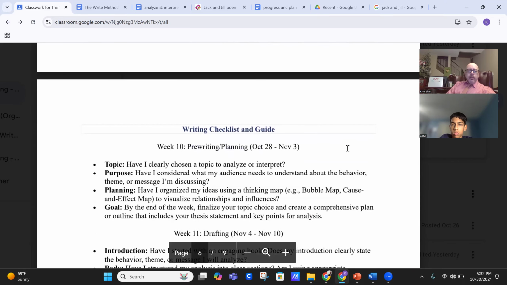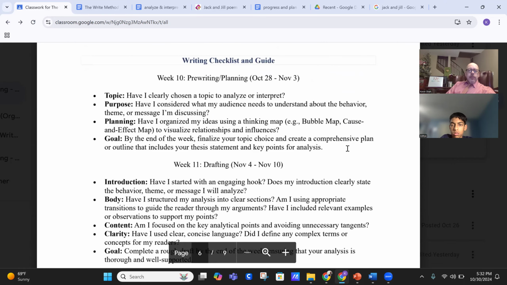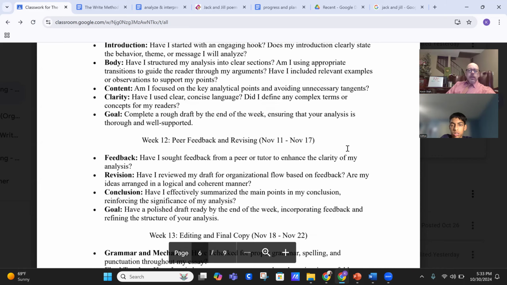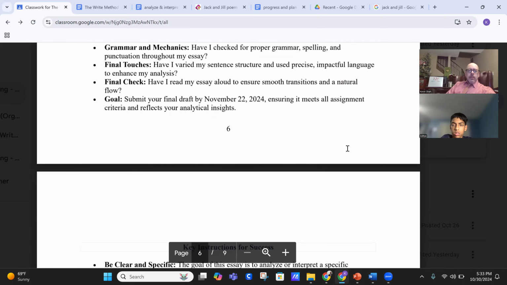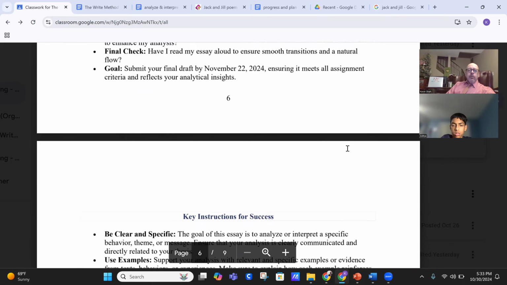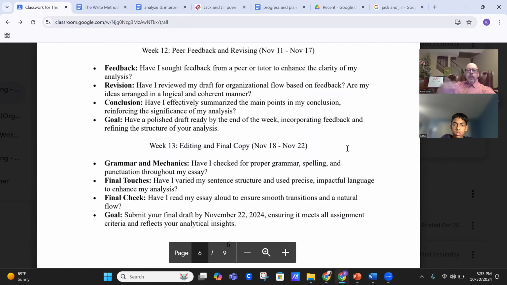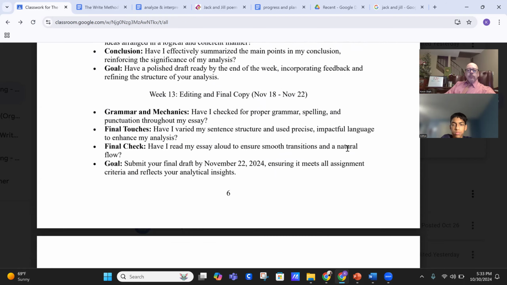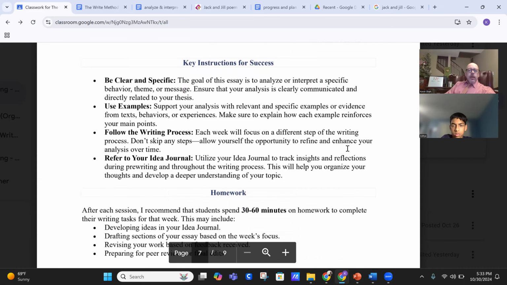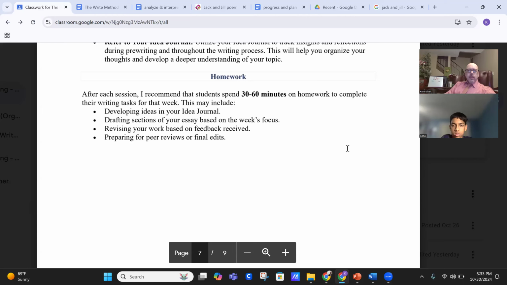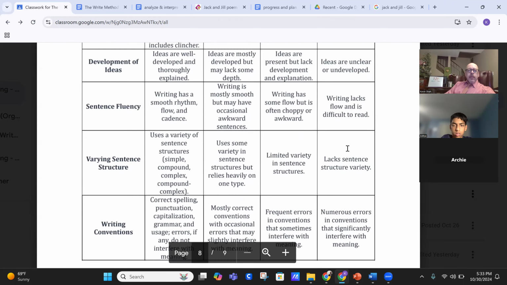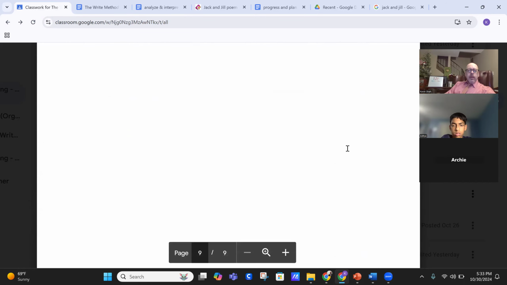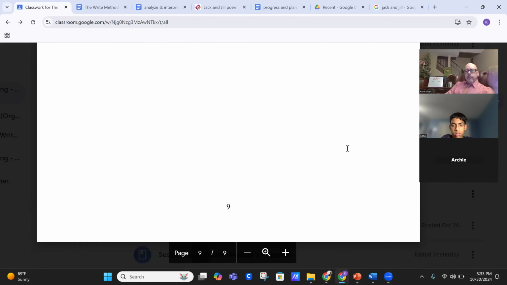You could actually look it up online, and then here's a writing checklist, just week by week, some things that we'll be focusing on. You don't really need to go through this in detail because I'm going to keep you guys on track, so it's almost unnecessary. Just some general tips on homework. There's the rubric, and I think that's it.